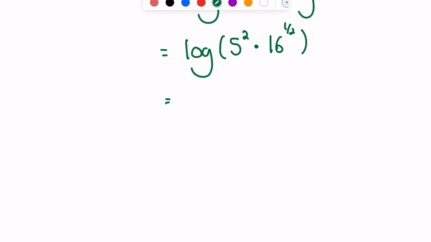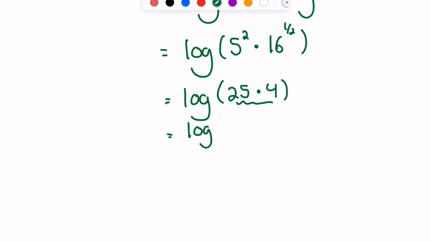On the inside of that logarithm, 5 squared is 25. 16 to the power of 1/2 is like saying take the square root of 16, which is 4. So 25 times 4, because this is just multiplication here, is 100. Remember, this has a base of 10. So 10 to the what gives me 100? Well, 2.